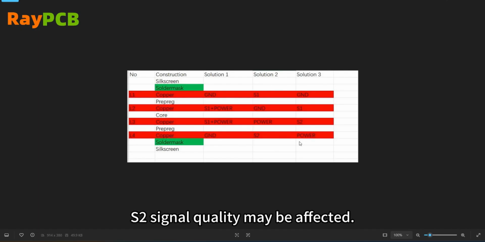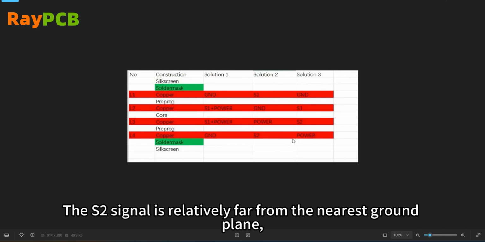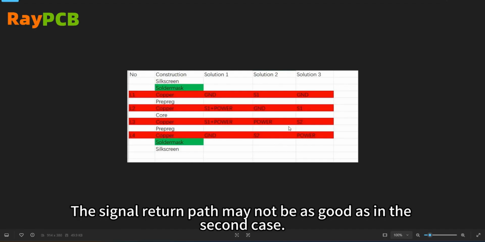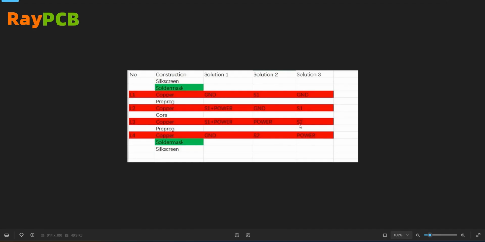Also, the signal quality of S2 may be affected as the nearest ground plane to the S2 signal is relatively far away since there is a layer in between. The signal return path may not be as ideal as in the second scenario. It's not as good as the second option.